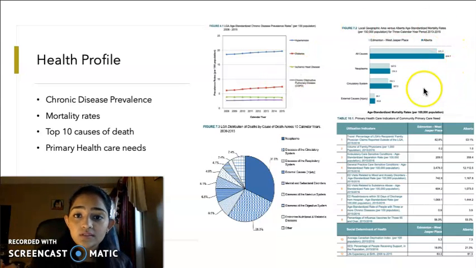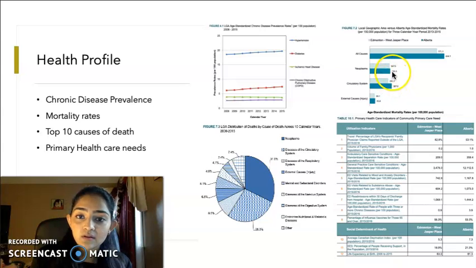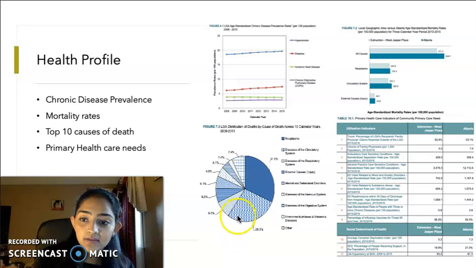So these are the mortality rates, and of these, neoplasms are the highest with 167.5 per 100,000 population, followed by circulatory system and external causes. This pie chart represents the top 10 deaths, and the top 10 causes are the neoplasms, followed by disease of the circulatory system, disease of the respiratory system, external causes, mental health issues, diseases of digestive and endocrine system, and other diseases.